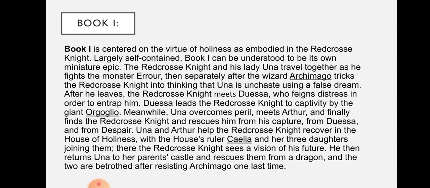So after describing the general overview, we come towards Book One. Book One is centered on the virtue of holiness as embodied, in simple words, in the Red Cross Knight. Largely self-contained, Book 1 can be understood to be its own miniature sort of epic. Book 1 is very important. It is a mini epic, you can see.